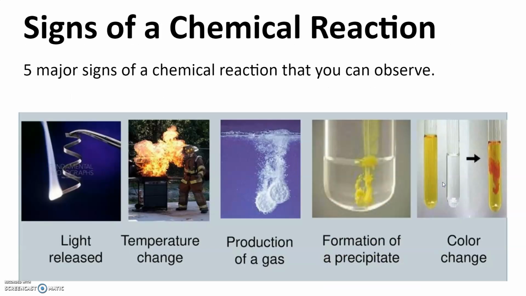We also looked at different signs for chemical reactions. So things like if there's a temperature change or gas is being made or produced are indicators that a chemical reaction has taken place. Now, these are observable signs. Sometimes a chemical reaction can take place and you won't observe these things, but a lot of times you will see one of these signs.